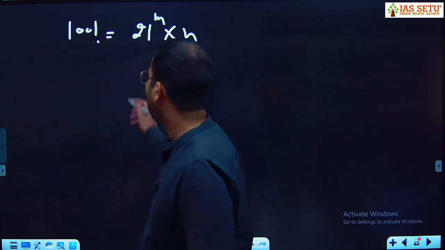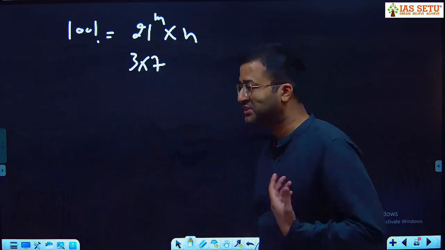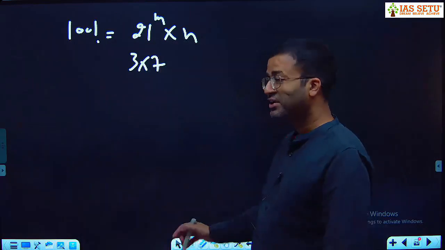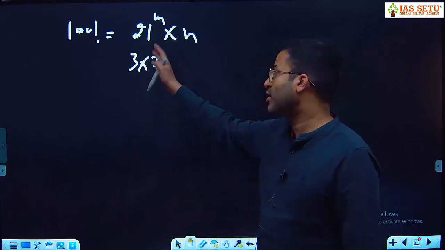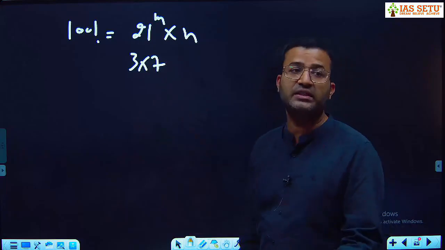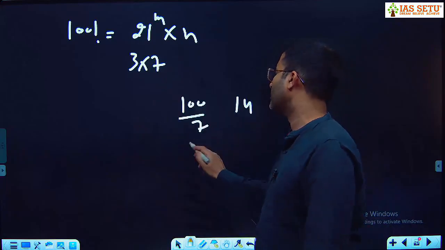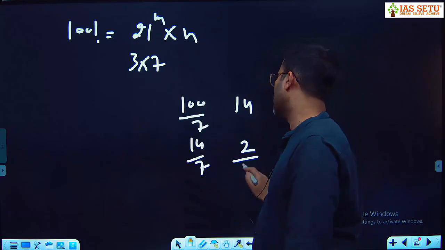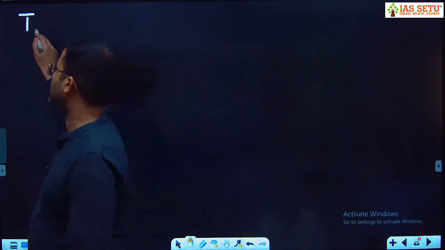सही तो है, 3 into 7। मैं जीनियस हूं, जीनियस। 16 ही आंसर है, घबराओ मत। 3 and 7, we will check how many 3s, how many 7s. 7 will decide, the bigger number will decide. So 100 divided by 7 is 14, 14 divided by 7 is 2, answer 16. Next is type 6.